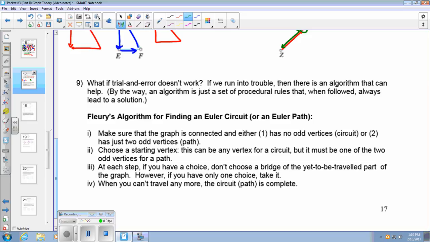Right, so your first step, you want to make sure that the graph is connected. And either one has no odd vertices if you want an Euler circuit, or two has just 2 odd vertices if you want an Euler path. Number 2, you have to choose a place to start. That can be any vertex if you're doing a circuit, but it must be one of the 2 odd vertices for the path. Step 3, at each step, if you have a choice, don't choose a bridge of the yet to be traveled part of the graph. However, if you have only one choice, take it. And we'll get an example of what this means on the next page. And number 4, when you can't travel anymore, your circuit or your path is going to be complete.